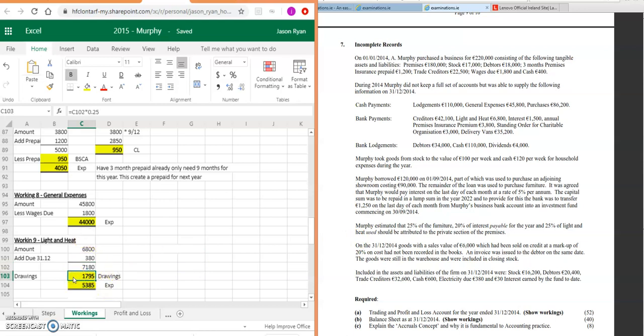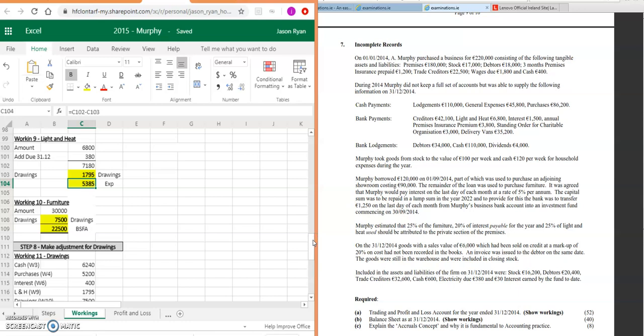So your drawings then is going to be 25%. So you're going to take the 7,180 multiplied by 25%, and you get 1,795. That figure goes into your drawings. You're going to reduce your total expense, so take it away. You're going to get 5,385, and that'll go into your expense.